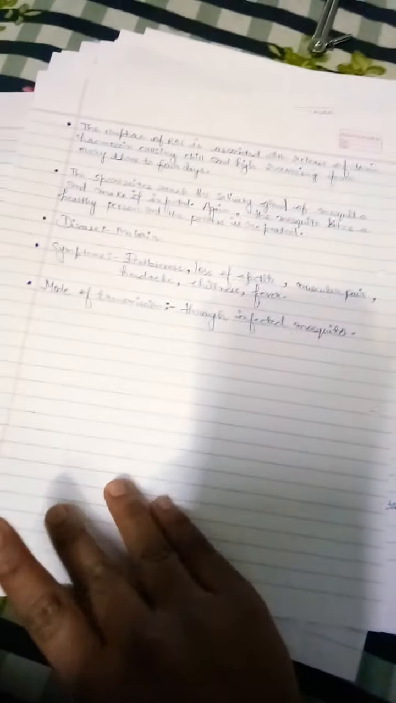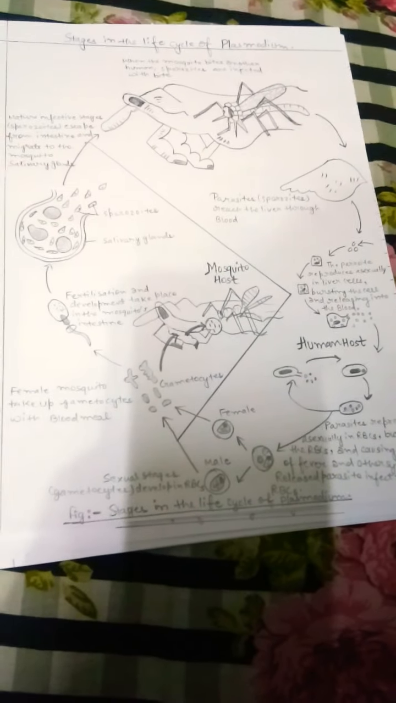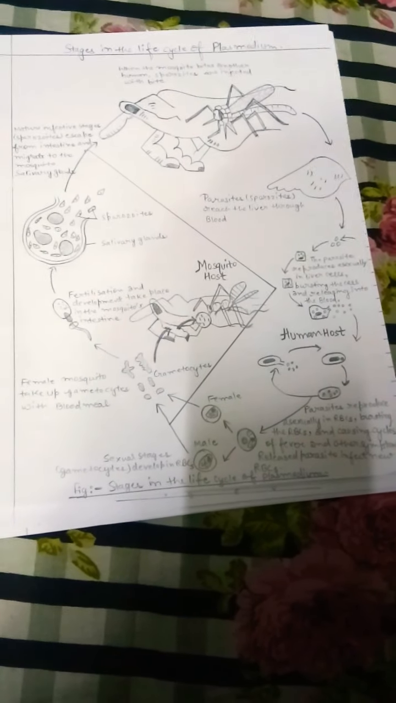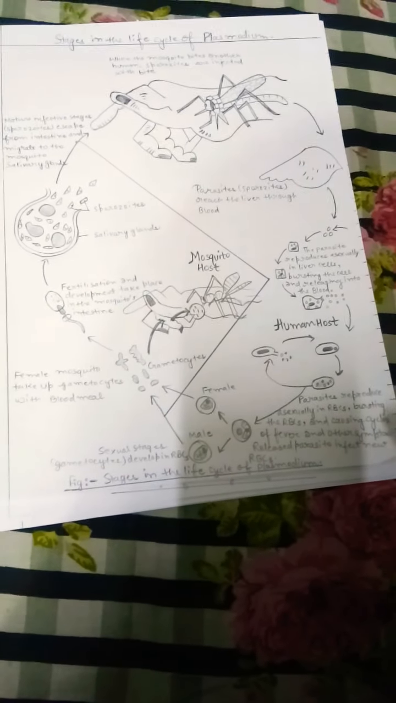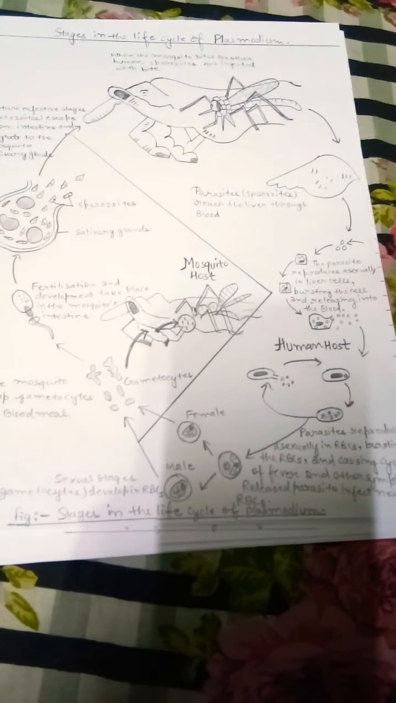11A. Sporozoites of Plasmodium. And this is the life cycle of the Plasmodium. See how a mosquito bites and the parasite infects. When the mosquito bites another human, sporozoites are injected with the bite. See how beautiful the diagram is. I love it.